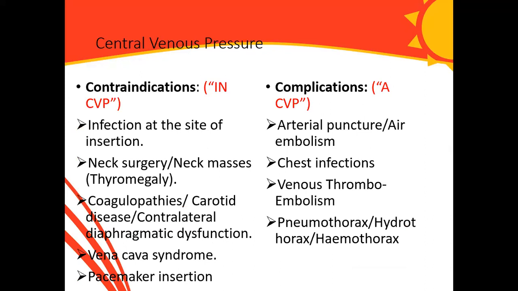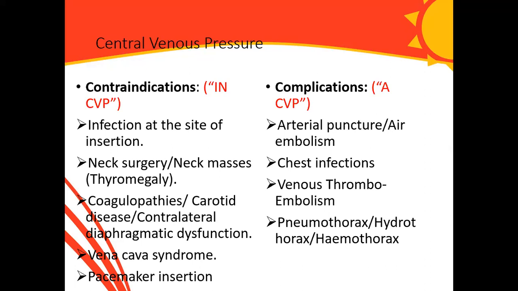Contraindications: infection. If there's infection at the site of insertion, you have neck masses, or the patient has recently had neck surgery. Coagulopathies, carotid disease. And when you have contralateral diaphragmatic dysfunction, you want to avoid setting a central venous pressure line. With superior vena cava syndrome, or a patient who already had a pacemaker inserted, you don't want to put a CVP on that same side.